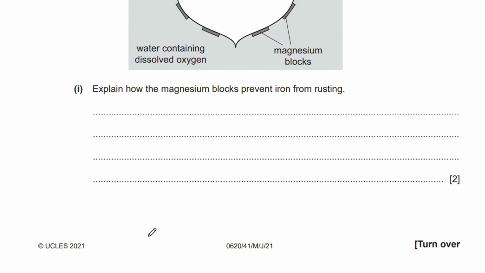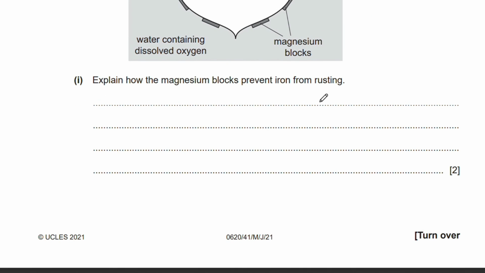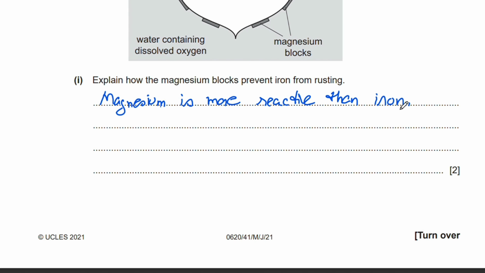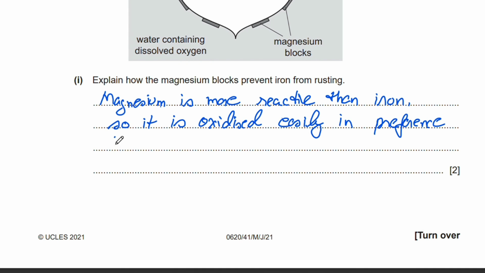Now the question is, explain how magnesium blocks prevent iron from rusting. We all know that from the reactivity series, magnesium is more reactive than iron. So when it comes to oxidation, magnesium will be oxidized, thus preventing iron from rusting. So what we will write here is, magnesium is more reactive than iron, so it is oxidized easily in preference to iron, thus preventing its rusting. Okay, so that will be the answer.